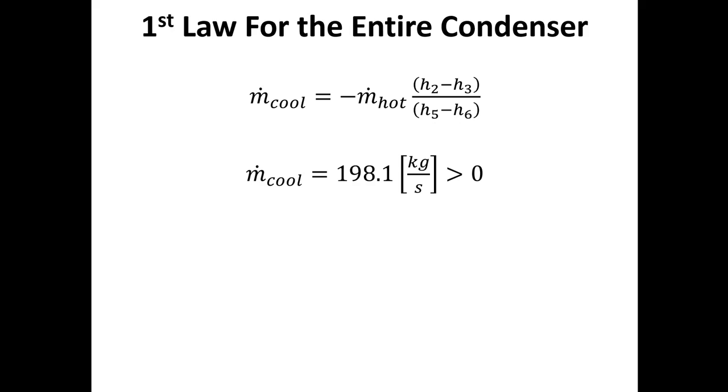And now I can isolate for my cool side mass flow rate, which I like to leave as a hot side mass flow rate multiplied by a ratio of delta H's. Because then if my units are constant for my delta H's, I don't have to worry about unit conversion here. That stuff should all just drop out. And I find that the cool side mass flow rate is 198.1 kilograms per second, which is nice because it's positive, which means that the mass flow rate is going in the direction that I drew it in my figure. This is because the delta H, H2 minus H3, is a negative number. So a negative times a negative is, in fact, a positive.